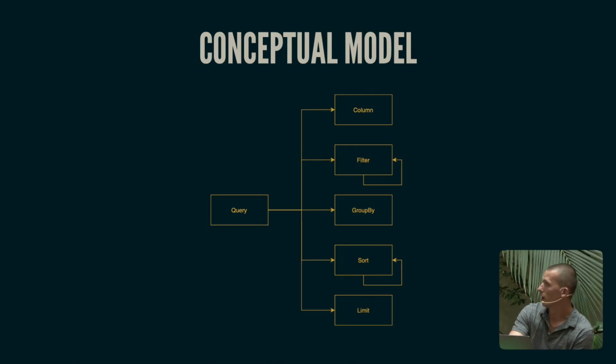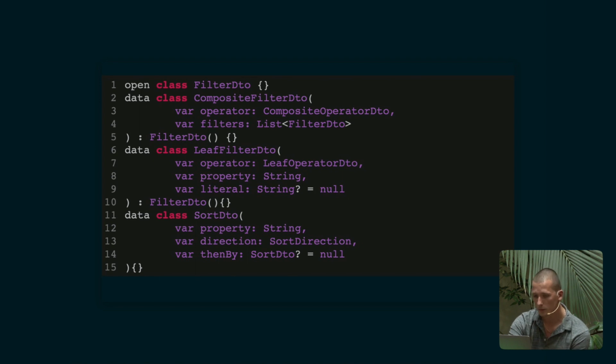The conceptual model of a query is pretty simple. Anyone who ever wrote a SQL query has kind of the same imagination. We have a query where we pass some columns which we want to retrieve, and we do some filtering. The filters can be nested, and then we maybe pass some grouping, and we do some sorting, sometimes multiple sorts, and we obviously want to limit the number of results. And here's sample code, not all of the details, but the filter and the sort.